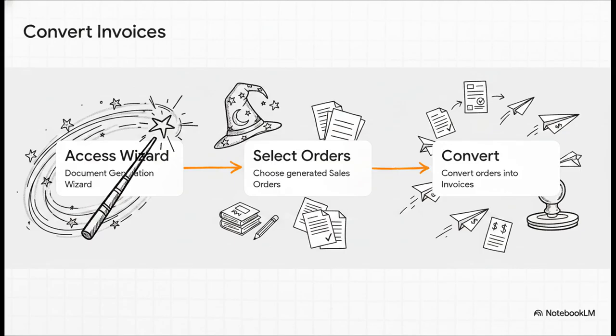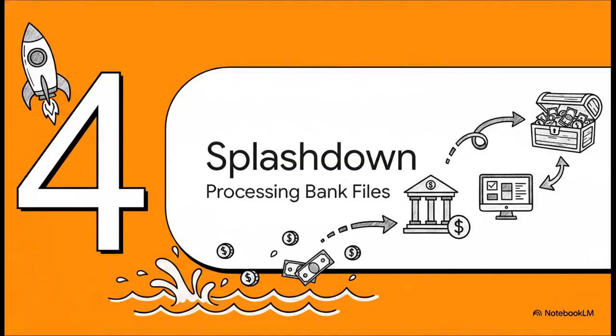Assuming our run was flawless and verified, we execute the final steps of the launch sequence. We're going to access the document generation wizard. We carefully select our newly generated batch of sales orders. And with just a few quick clicks through the wizard, we systematically convert those raw orders into official, legally binding billing invoices. The bills are officially in flight. Which brings us to Phase 4, Splashdown, processing bank files and payments.